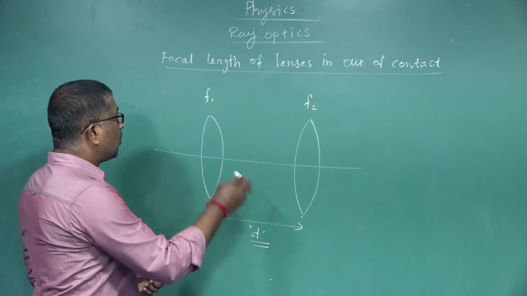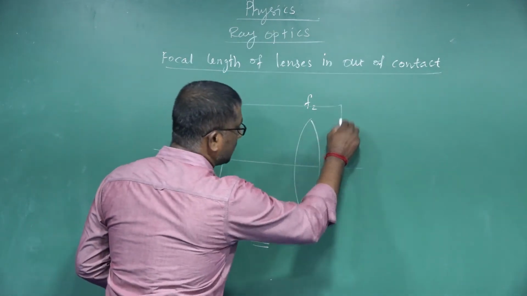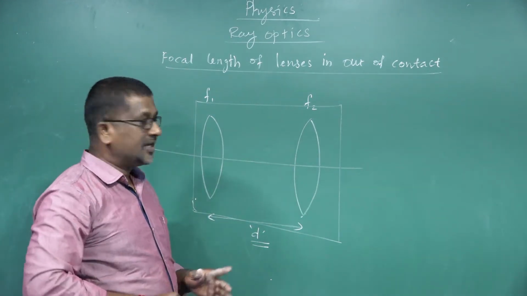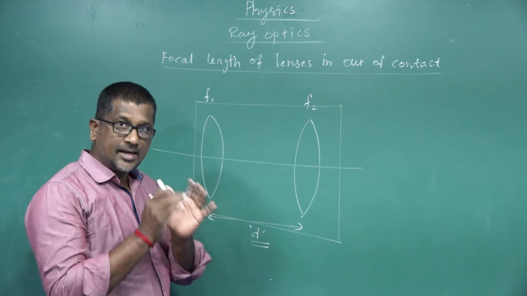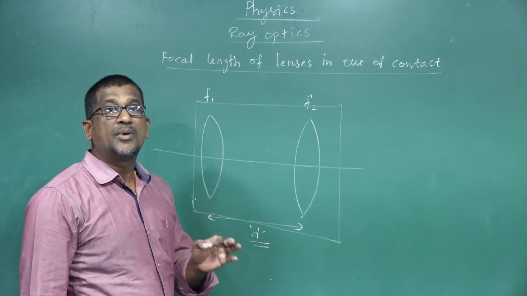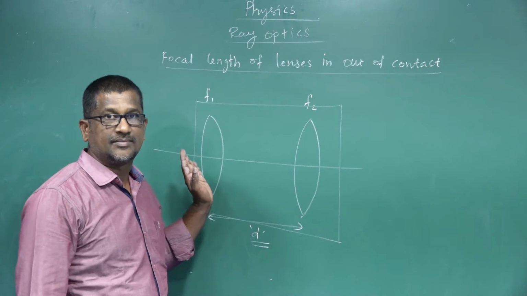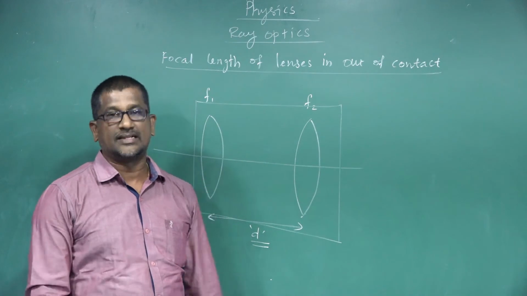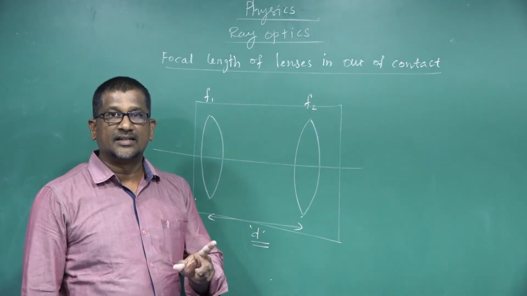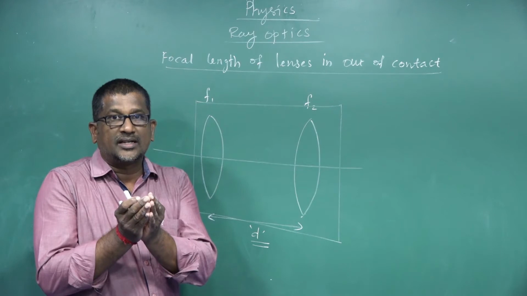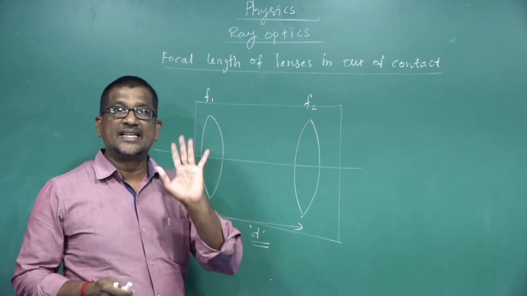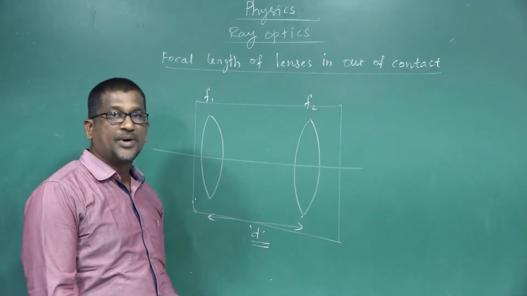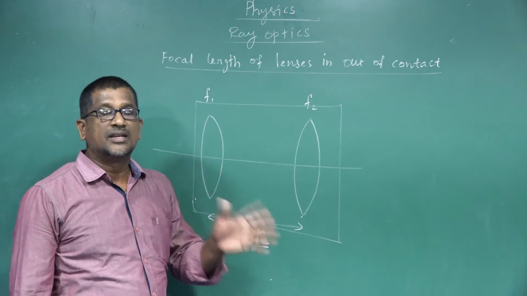Now here, the common optical center of this combination cannot be chosen. If the two thin lenses are separated by some small distance apart, the common optical center cannot be chosen, and this combination cannot be treated as a single thin lens. When two thin lenses are brought in contact, the combination can be treated as a single thin lens. But if two lenses are separated by some distance apart, they cannot be treated as a single thin lens.